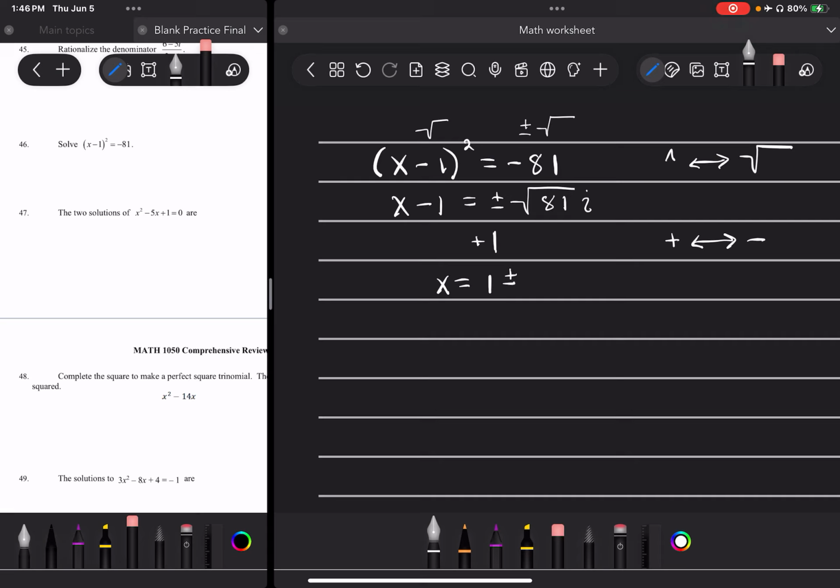Positive or negative, and then we're going to square root an 81, which is 9. And our i simply sits at the end. So we end up with 1 plus or minus 9i.